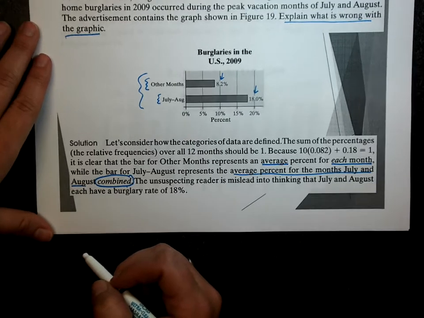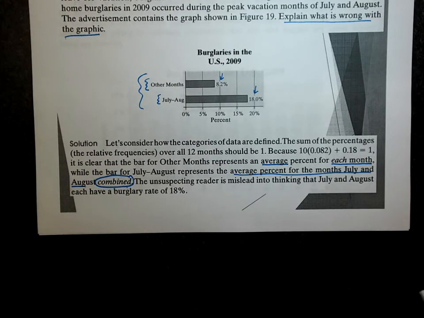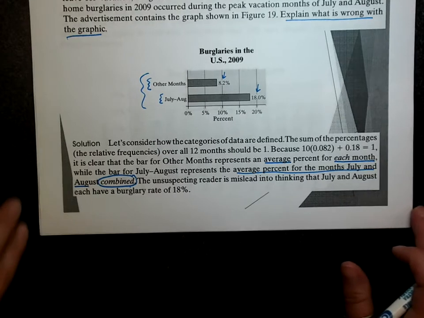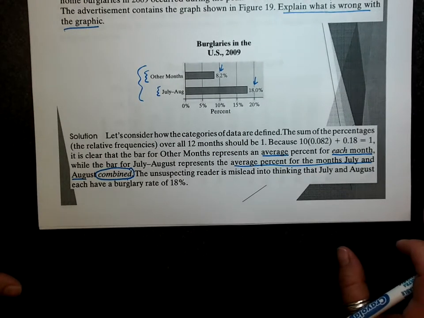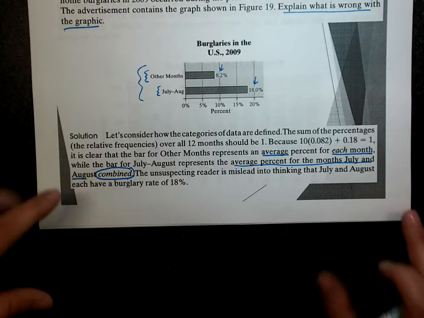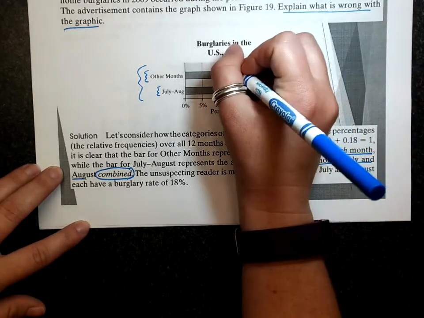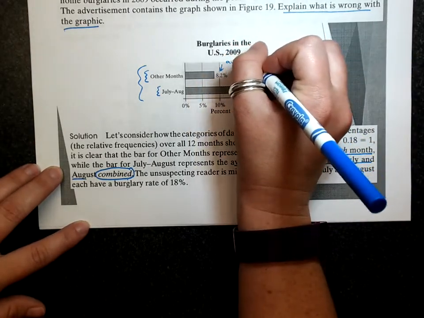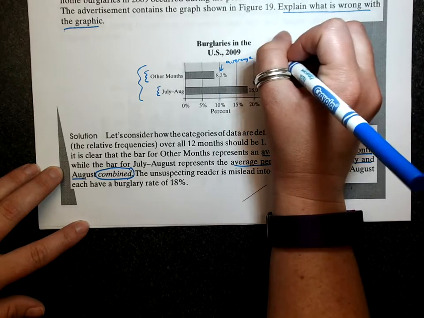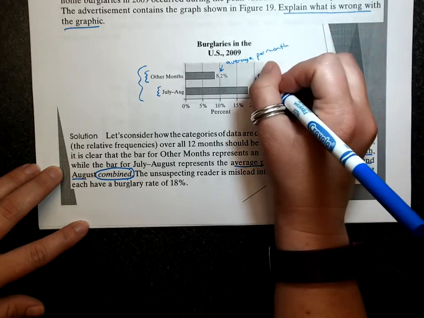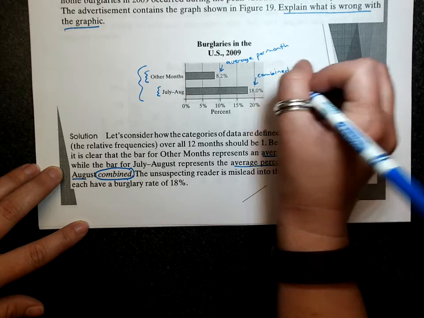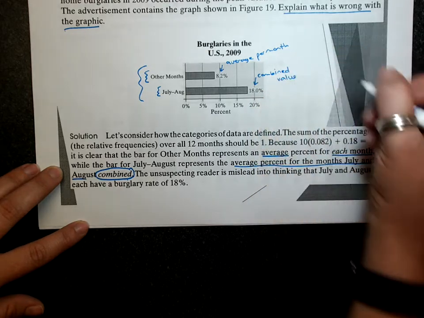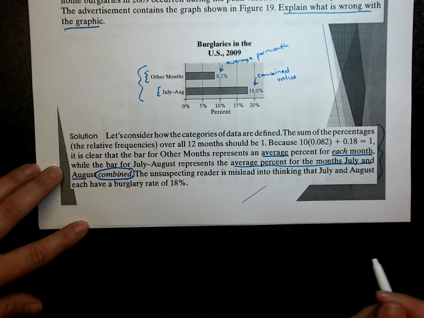Which happens all the time because, again, people just trust the numbers and they don't look behind where those numbers came from. They don't look at the raw data to see really what's going on. So in this ad campaign, this is an average per month, and this is a combined value. We would have never known that if we hadn't dug a little bit deeper into where those numbers are coming from.